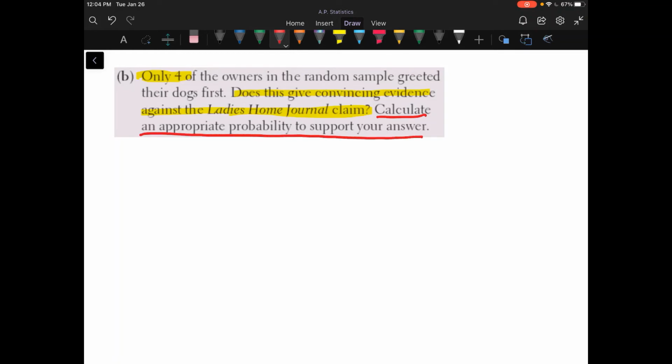So what we want to do is calculate the probability of X being less than or equal to 4. What are the chances that 4 or fewer of the owners greeted their dog first just by chance? So to do this, we use our binomial probability formula, but we need to calculate it for 0, 1, 2, 3, and 4.